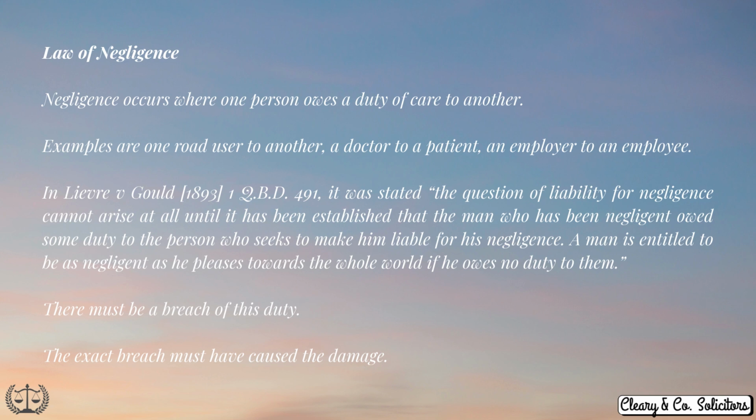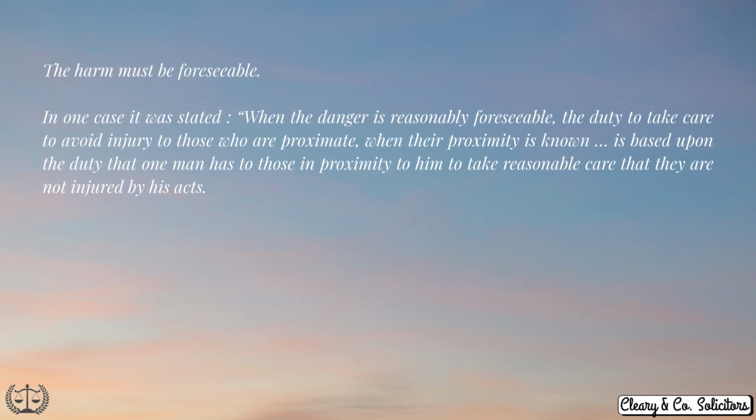A man is entitled to be as negligent as he pleases towards the whole world if he owes no duty to them." There must be a breach of this duty. The exact breach must have caused the damage. The harm must be foreseeable. In one case it was stated, "When the danger is reasonably foreseeable, the duty to take care to avoid injury to those who are proximate, when their proximity is known, is based upon the duty that one man has to those in proximity to him to take reasonable care that they are not injured by his acts."